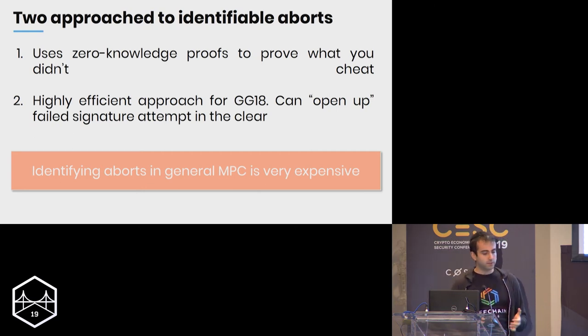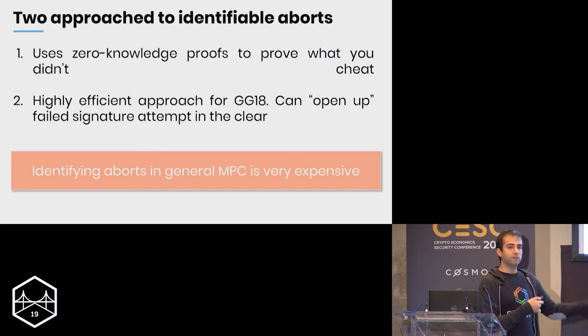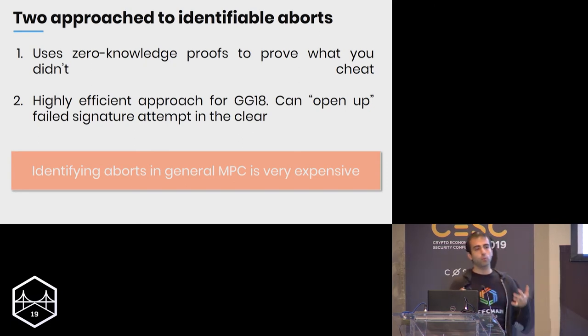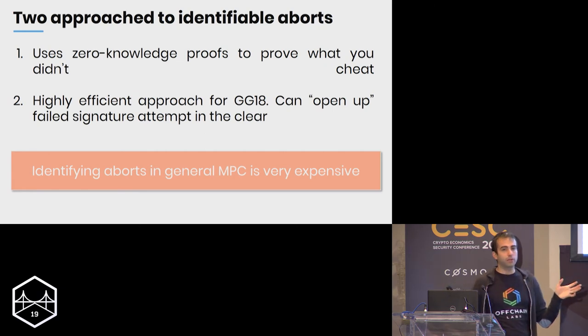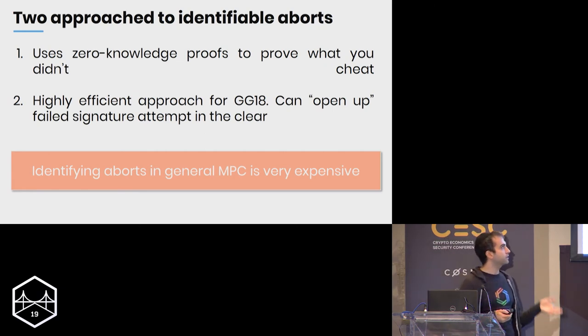And the intuition, if you're curious, is, so remember in ECDSA, the issue is once you release S, the signature, you can't release K. But it turns out in our protocol, we know if the signature will fail before you actually even release S. And at that point, it's safe to release K. So if you detect that the signature will fail, you say to everyone else, hey, show me that you did the right thing. And at that point, you can just open everything up in the clear, and you don't even need expensive zero knowledge proofs. So it turns out that it's a highly efficient protocol that we can now identify aborts. And as we'll see in a minute, this is actually pretty important for a bunch of applications.